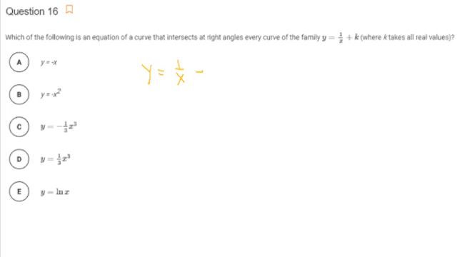For this family of curves, 1 divided by x plus k, call that x to the negative 1 plus k. We need to find the slope of this family of curves at every point. So the slope at every point, y prime, is going to be negative x to the negative 2, and that constant goes to 0. The derivative of that constant is 0. So that means y prime is equal to negative 1 divided by x squared.